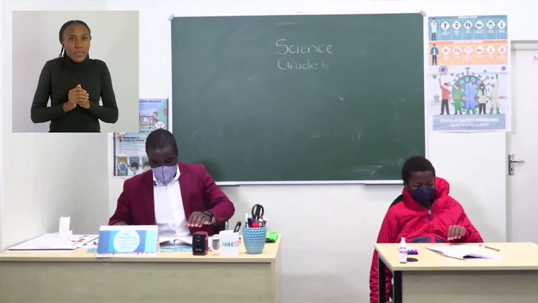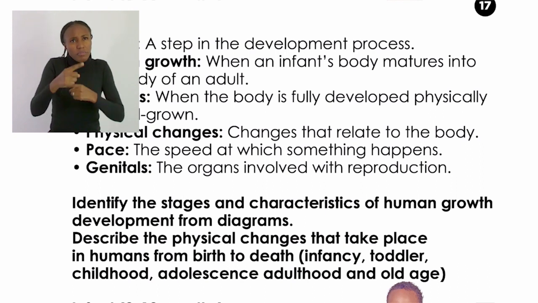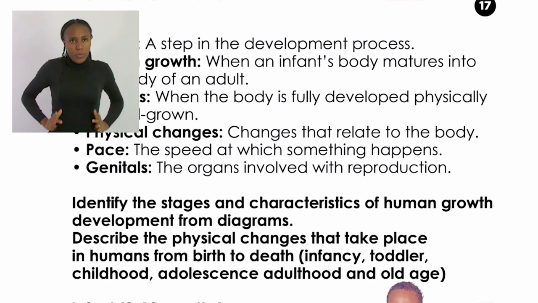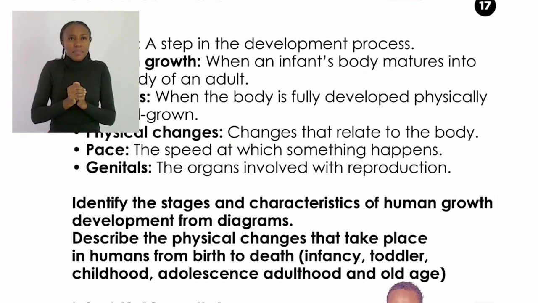Let's go to page 17. Before we step into the depth of our lesson, let's look at the words that might be difficult for us. Stages. What is a stage? A stage is a step in the development, or it's a development process of somebody. Human growth. Human growth is when an infant body matures into a body of an adult. It means we are looking at from being a child or a baby until we become an old person.